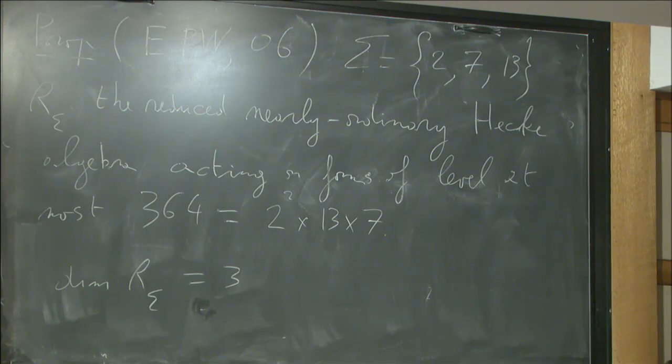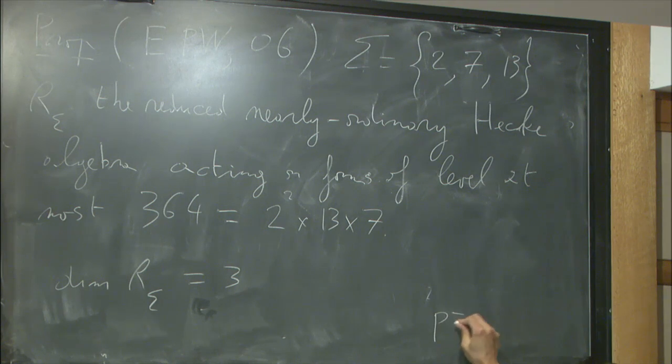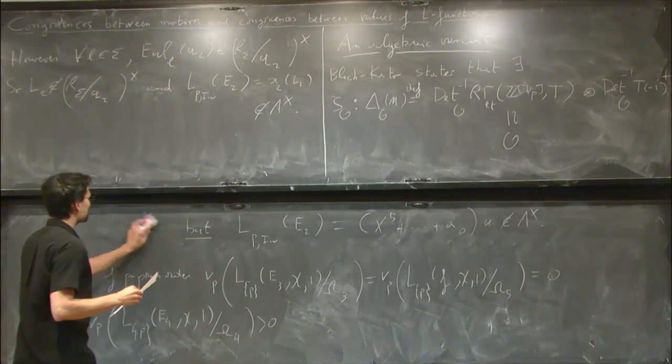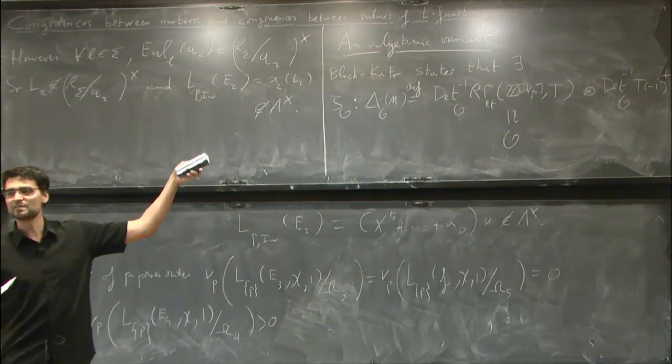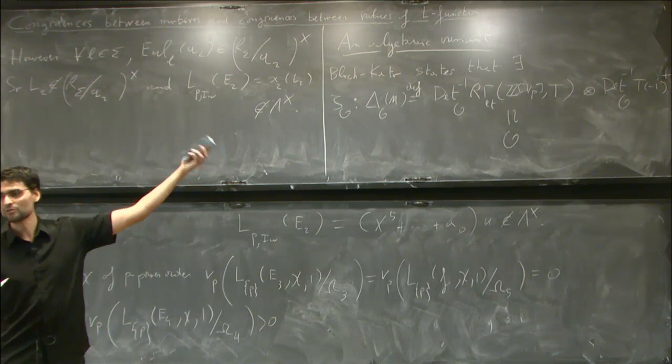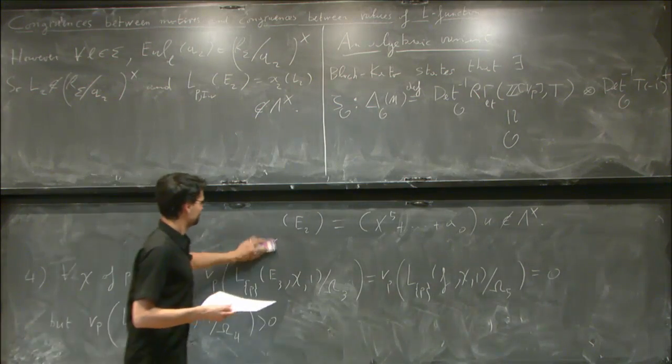Can p be equal to 7? For these motives to be congruent, you need to have p equal to 5 if you want to apply this theorem in that situation. But of course, there is a general theorem. Is your question whether p can be in sigma in general? Yeah, and the answer is yes.